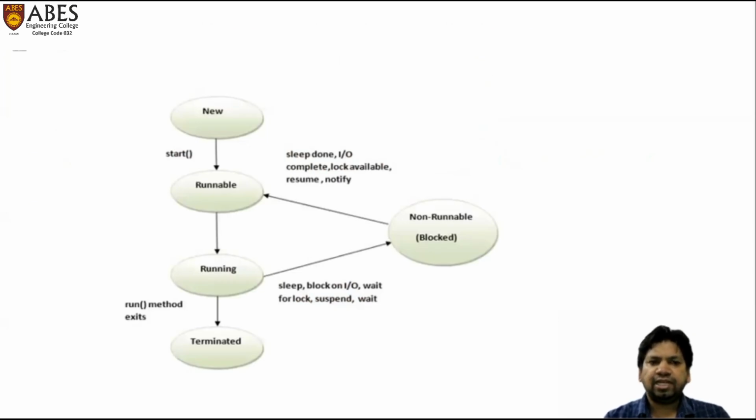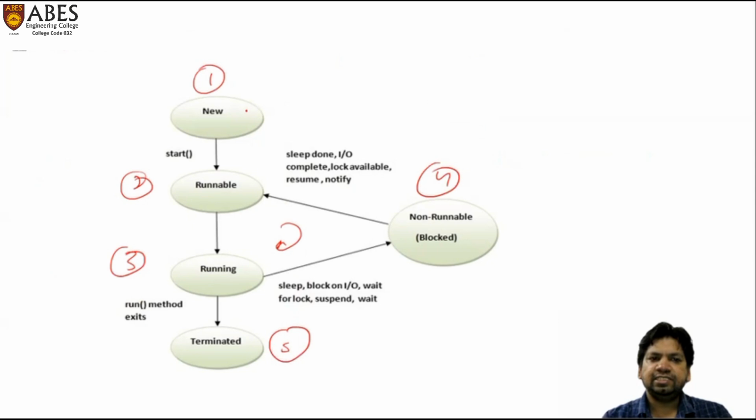You can see the picture and easily understand how they work. First is new, second is runnable, third is running, fourth is non-running, which goes in a loop, and fifth is terminated. Between the first and second stages there is a process called start. Start occurs when moving from new to runnable. Then the thread moves to running, and from running to the fourth part, called non-running or blocked.